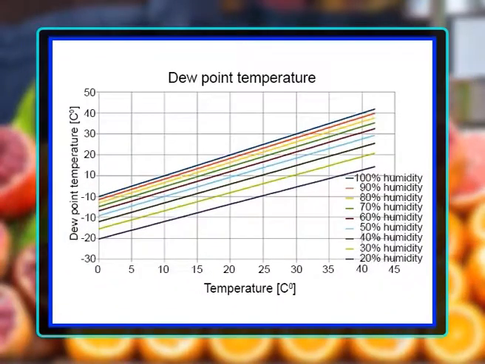The temperature at which a given unsaturated air vapor mixture becomes saturated is called dew point temperature. Any further decrease in this temperature leads to the condensation of water from the air.